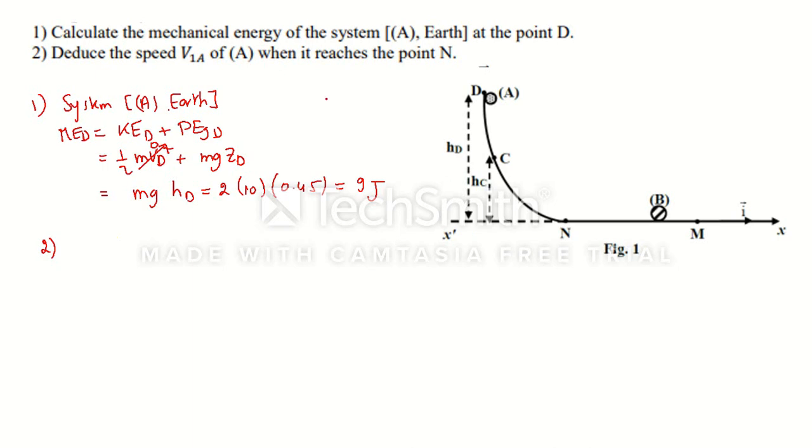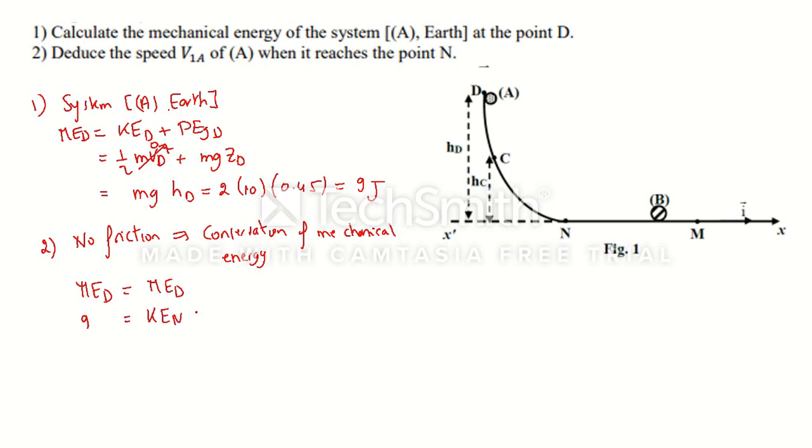Now question 2, deduce the speed v1a of A when it reaches the point N. Now we know that in order to find the speed, we'll think about the kinetic energy, but since the kinetic energy is not given, then we'll think about the law. And here there's no friction. This means I will use the conservation of mechanical energy. This means ME at the point D is equal to ME at the point N. And ME at the point D is equal to 9.